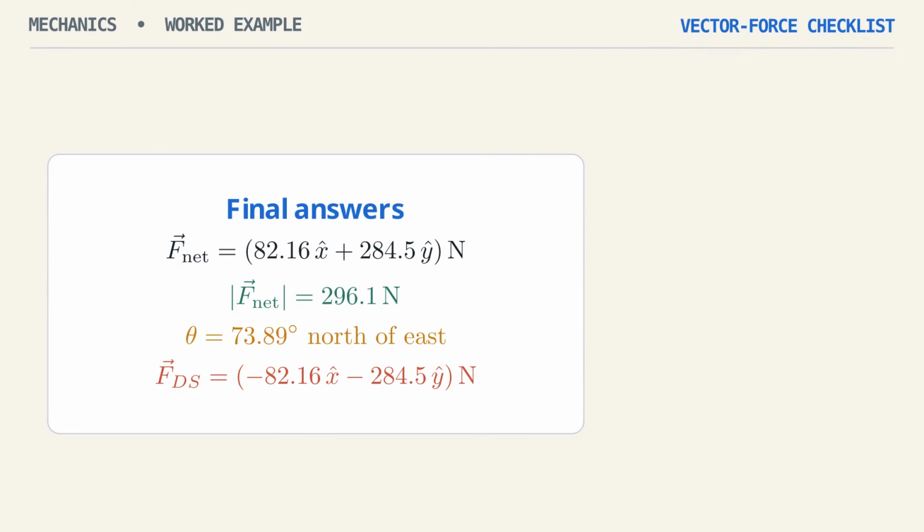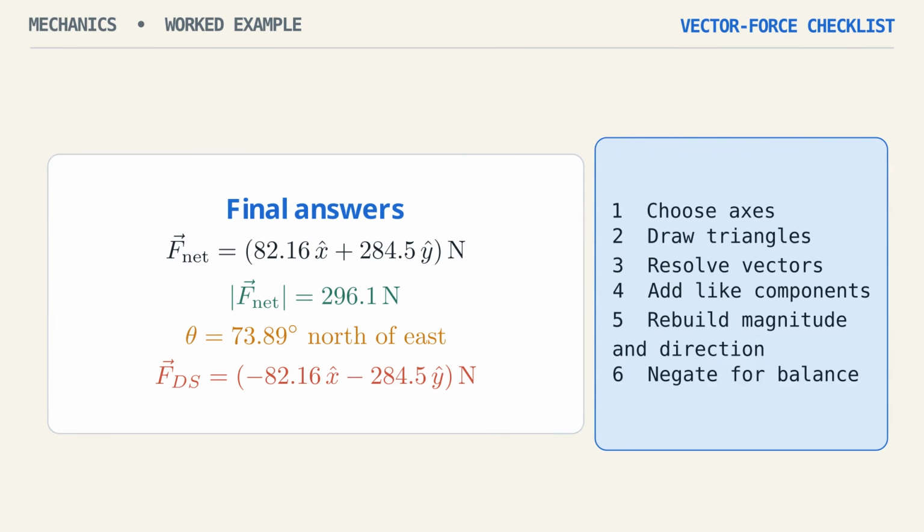The two applied forces add to 82.16 x hat plus 284.5 y hat newtons. That resultant has magnitude 296.1 newtons and points 73.89 degrees north of east. To balance it, David and Stephanie apply the negative of both components. The reusable strategy is choose axes, draw the right triangles, resolve each vector, add like components, rebuild magnitude and direction, and negate the resultant when equilibrium is required.